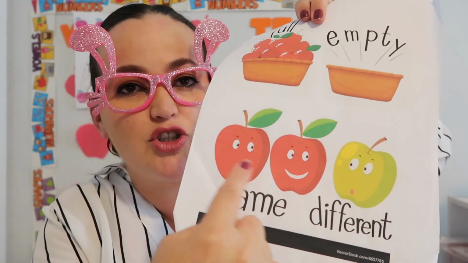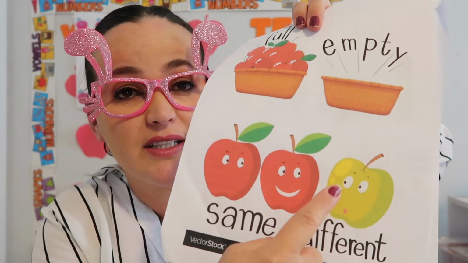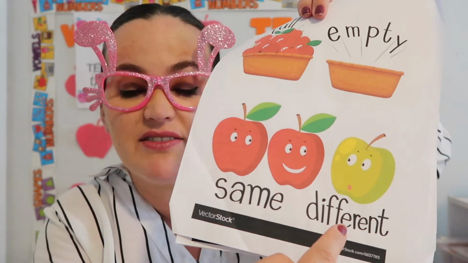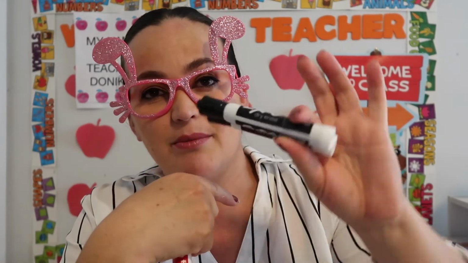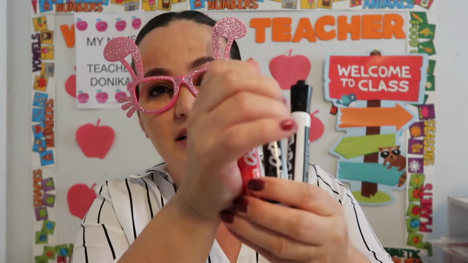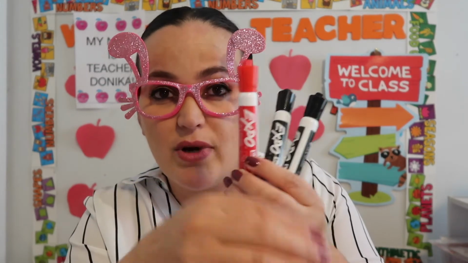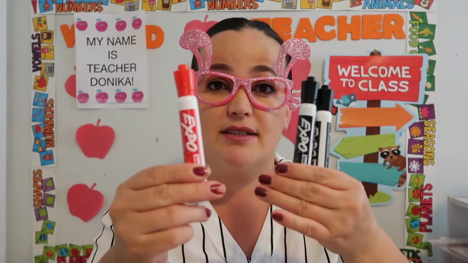Same. See, the two apples are the same. Different. Same, different. For example, these two markers are the same. They're both black. This is different. This is red. Same, different.